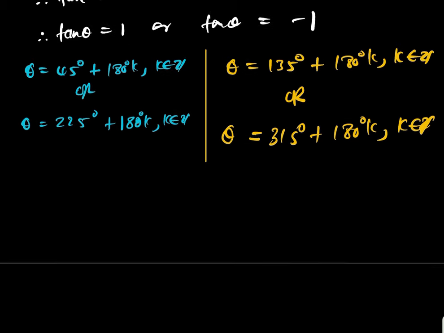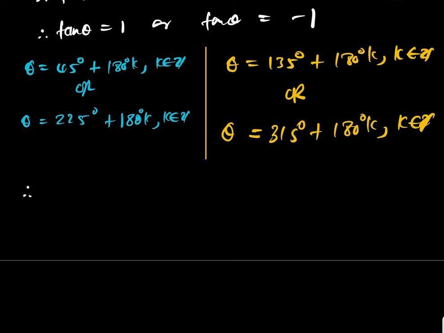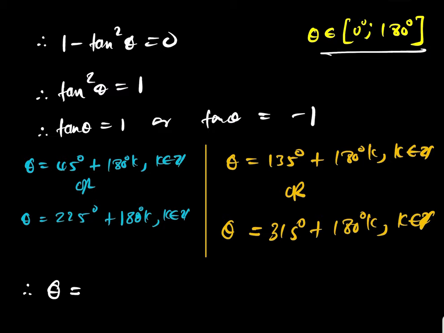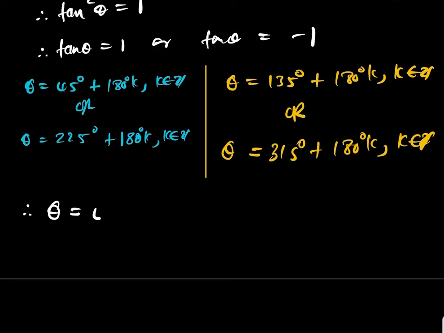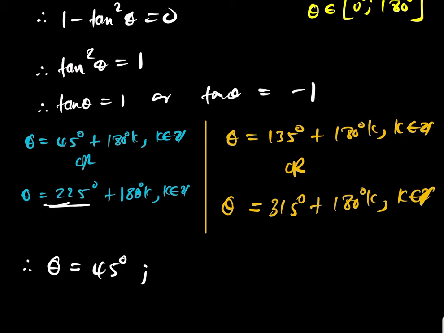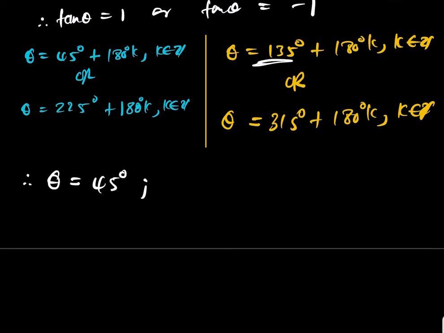So you will say to yourself that since k is an element of integers, you're going to have theta equals 45 degrees. It belongs to this interval. You are cool with that. So you're going to have 45 degrees. And then the other one, this one, it is outside, so you can't take that. But this, it is within that bound. So I can take 135 degrees.